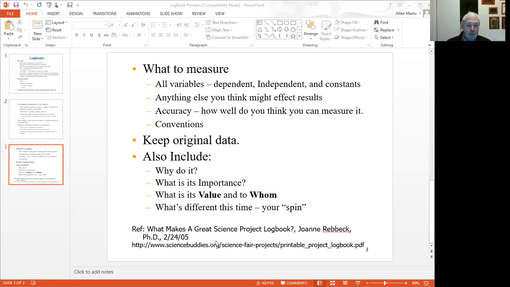And I've included a reference that might help you improve your science book in the future.